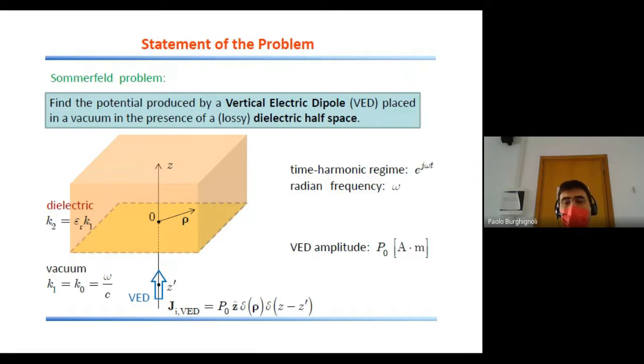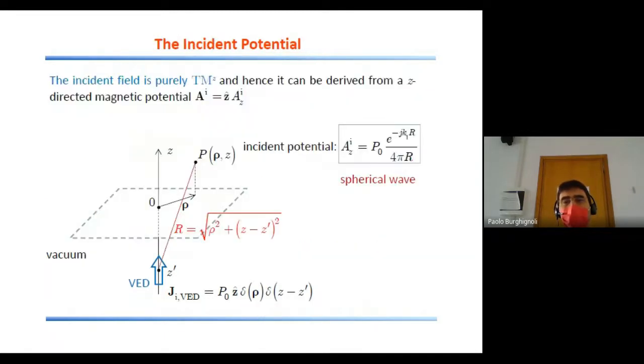So I was considering first the incident potential, which is available in a closed form through the free space Green's function. Note that R, capital R, is the distance between the source and the general observation point, P, and so it is the square root of rho squared plus z minus z prime squared. Okay, this is the incident potential.